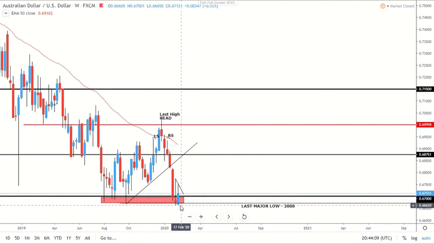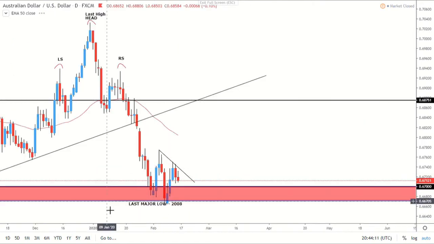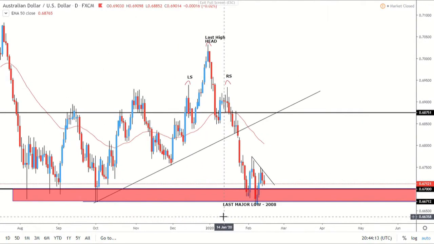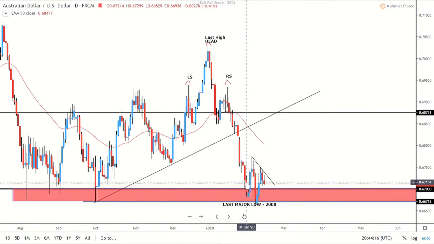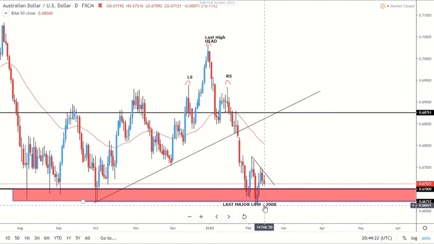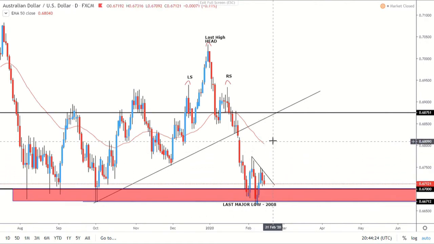So if we go back onto the daily, we can see that we broke this trend line, and then of course a massive impulsive move to the downside. We've had correction, then we impulsively moved down again and correction. So we might even see further downside potential. And for me, unless we break out of this trend line or above the daily 50 MA, I'm not really looking for any longs here.